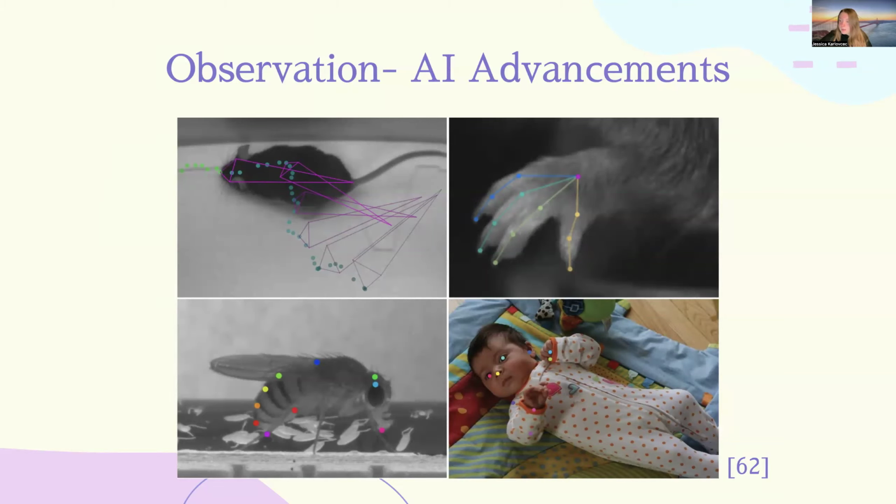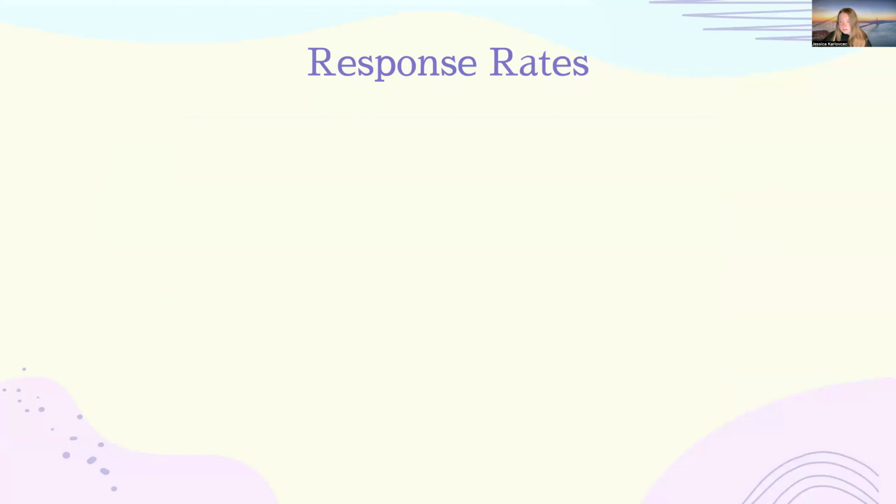The researcher typically labels the key body parts or movements the program should track, like we can see here in this picture, and once trained, the system can measure these behaviors reliably and much more efficiently than manual scoring.